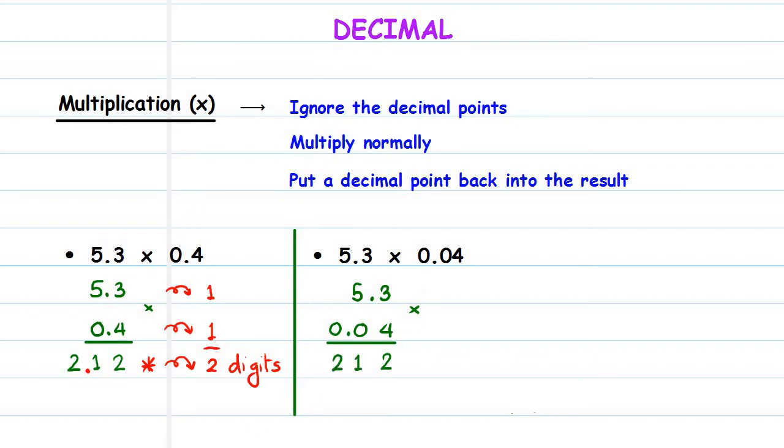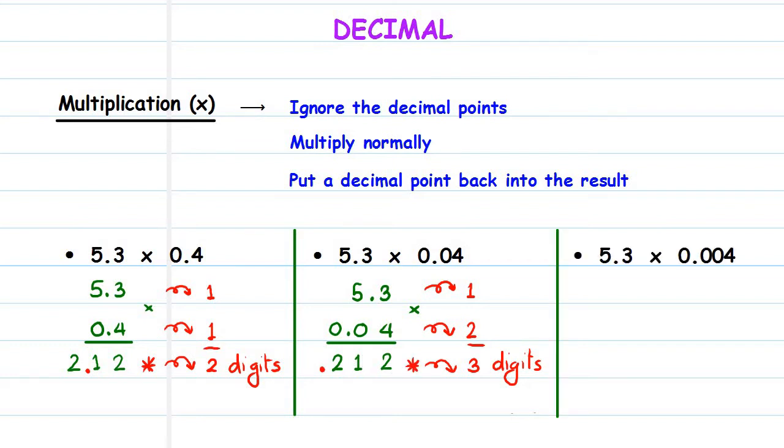This time in 5.3, we have one digit in the decimal part. In 0.04, we have two digits in the decimal part. So the result must have three digits in the decimal part. And the answer is gonna be 0.212.